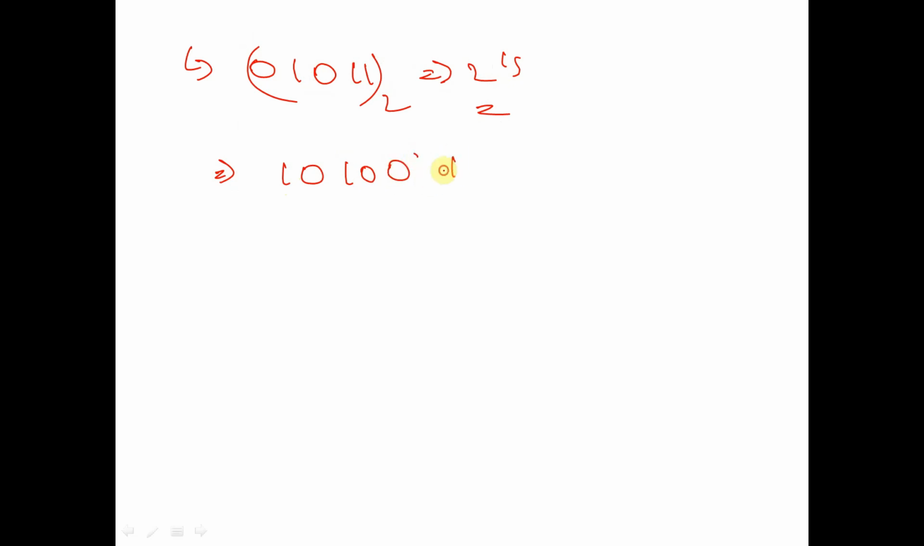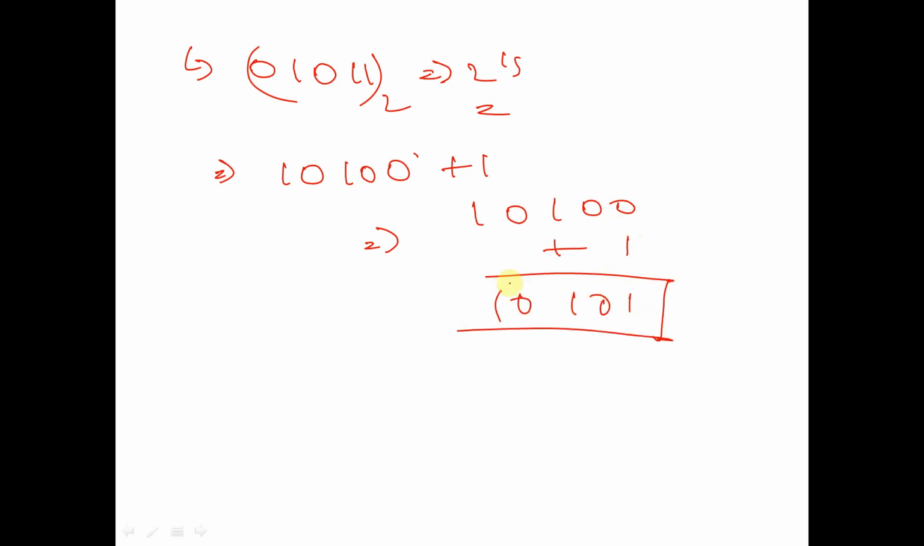If we have a binary number, say 01011 to the base 2, and we want to find the two's complement, then first find the one's complement, that is 10100, and add 1 to this one's complement form. Then we will get 10100 plus 1, which is equal to 10101. So this is the two's complement of the number 01011 to the base 2. This is the calculation of ones and twos complement of a given binary number.